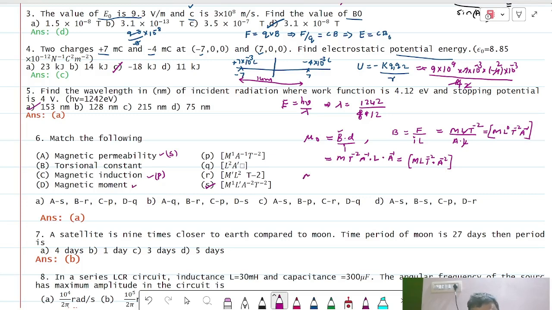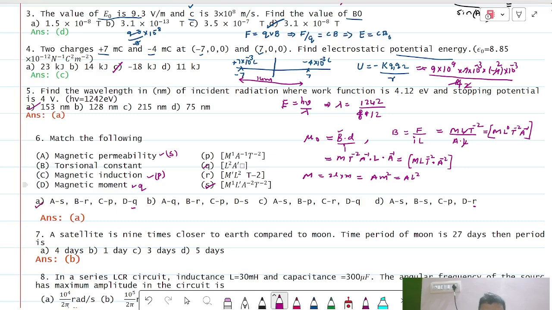Magnetic momentum capital M is equal to 2L into m, magnetic pole strength. Pole strength is equal to ampere meter. So 2L is meter, therefore ampere meter square. So that equals A into L square, or L square A. Therefore Q. Fourth one is Q. So check once. Fourth one is here R. AD options. Fourth one R. Here fourth one Q. So answer A.